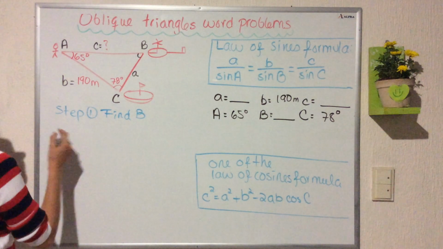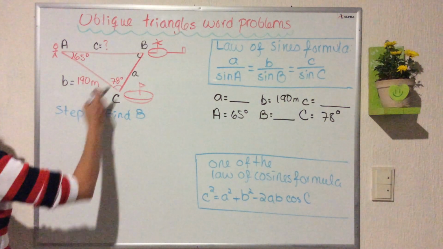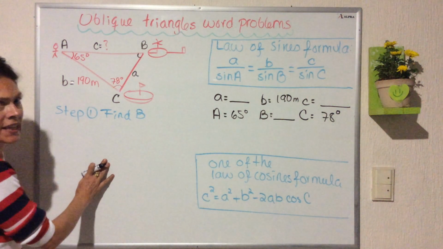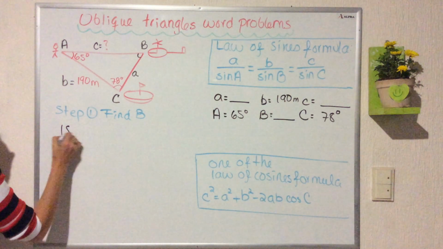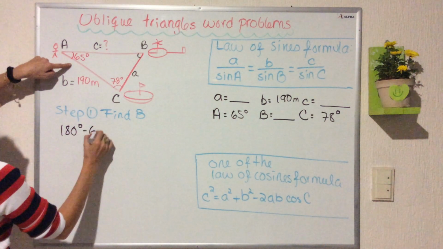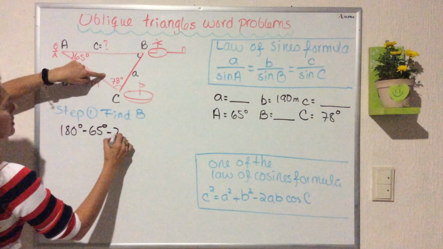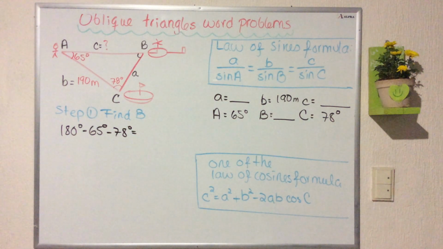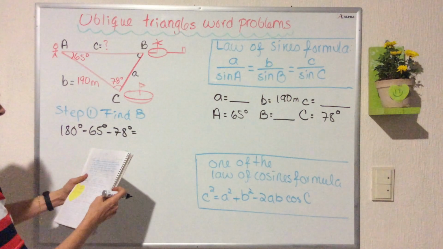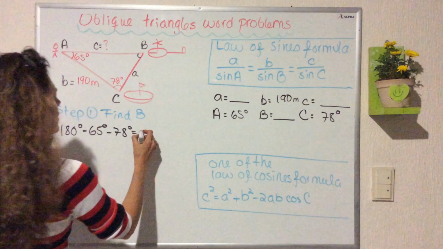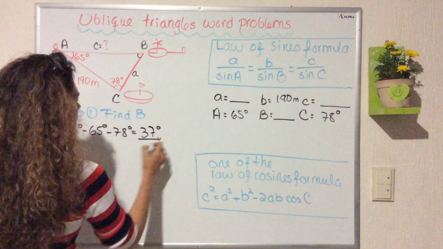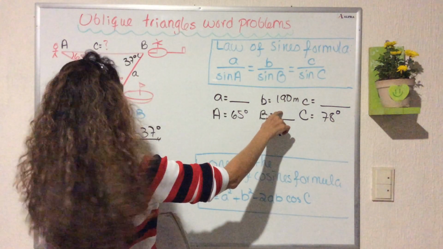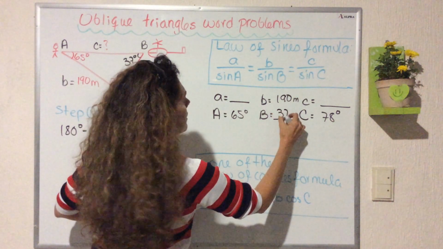And how are we going to find it? Now we know that if we add the measure of all the angles inside the triangle, we get 180 degrees. So I'm going to do this, 180 degrees minus 65 degrees minus 78 degrees, and I get B. Okay, let's do it. Well, you use the scientific calculator. I already have it here in my notebook. So this is 37 degrees. Once we know that this is 37 degrees, we complete here the information, and B is 37 degrees.